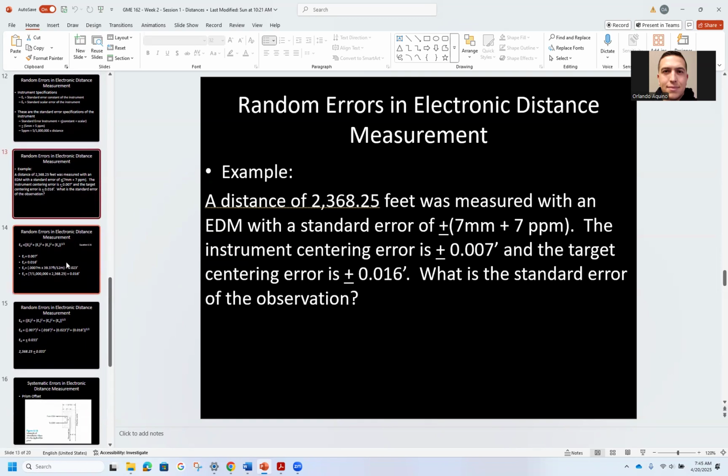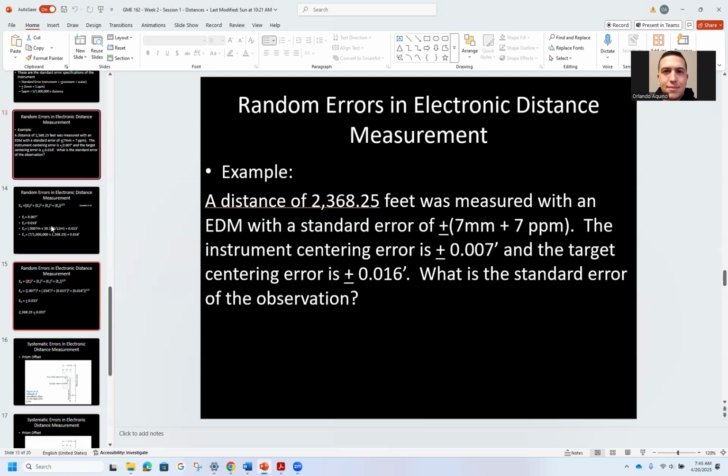So a quick example that we would work with is this. Let's say you got a distance of 23,068.25. The standard error is plus or minus 7 millimeters plus 7 parts per million. The centering error is 7 thousandths, this is I here, and the target error, which is R, is 16 thousandths. And then we're trying to figure out what the standard error of the observation is.